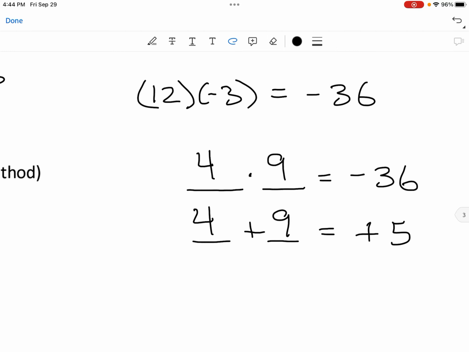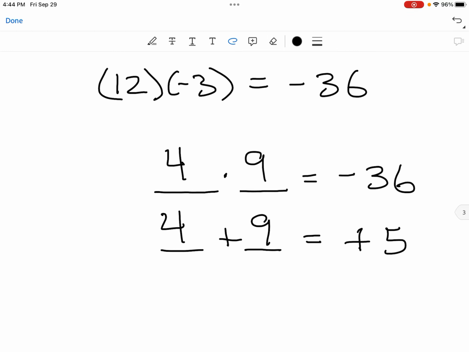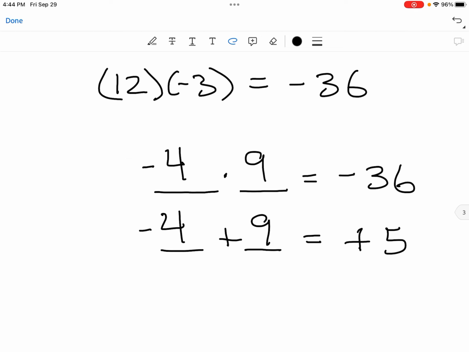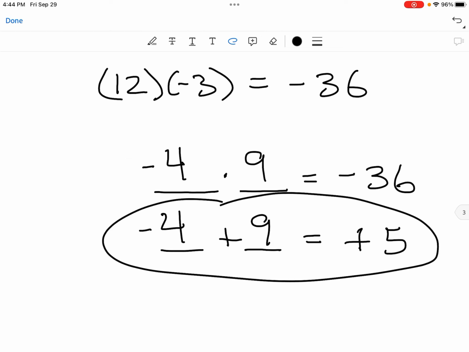But now somebody's got to be a negative. Is it going to be the 4 or is it going to be the 9? Now, if it's the 9, that's not going to work out down below because that's going to leave us negative 5. So that means it does need to be that the 4 is the negative because this works. Negative 4 times 9 is negative 36. And when you add negative 4 and 9, you're going to get a positive 5.